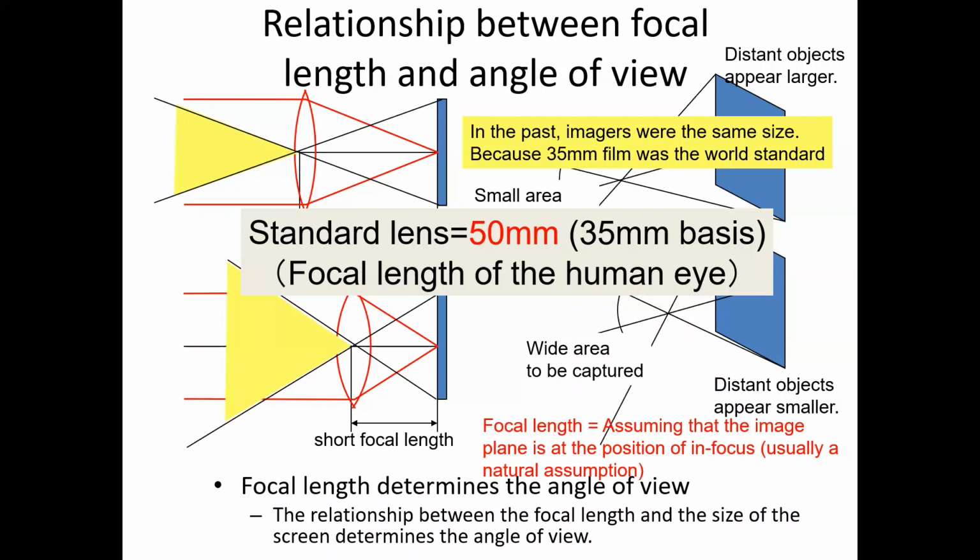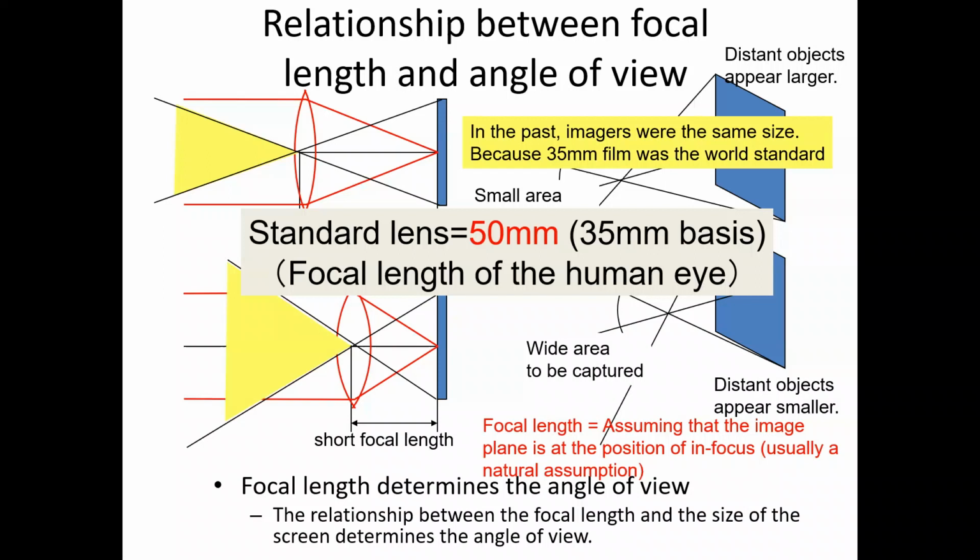Then maybe the shop people ask, okay, what kind of lens do you want? Then maybe you will say, a standard lens or something. The standard lens means this 50 millimeter lens, in terms of the 35 millimeter film basis. This standard lens means the same as the human eye. So please remember, if you go to the camera shop and the shop people ask, do you want a standard lens for this system? That means it's just simple, same as the human eye.